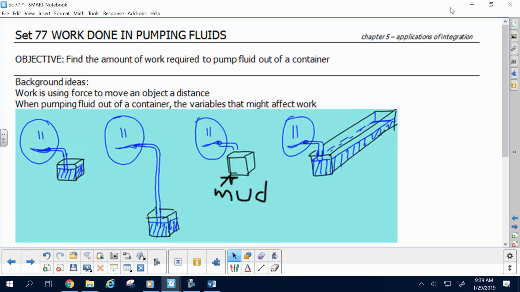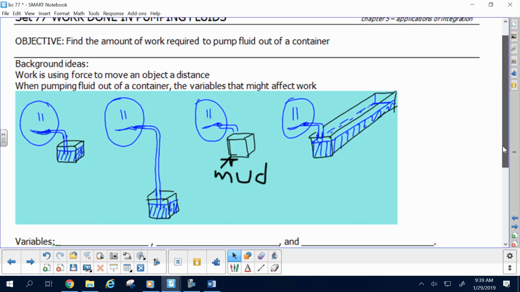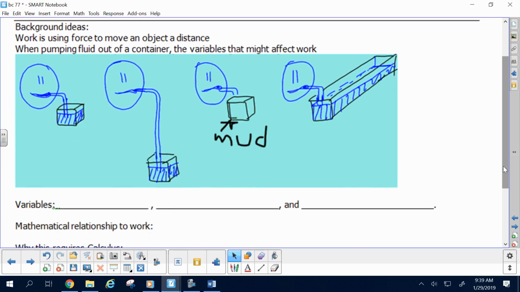So, physics part 2. You've got this container, you've got a fluid in it. But instead of calculating how much force is on the face, now you want to pump the fluid out of the container. Just like before, I would like to identify what the key variables are to how much force or how much work is done in pumping fluids out. So consider these 3 or 4 cases.